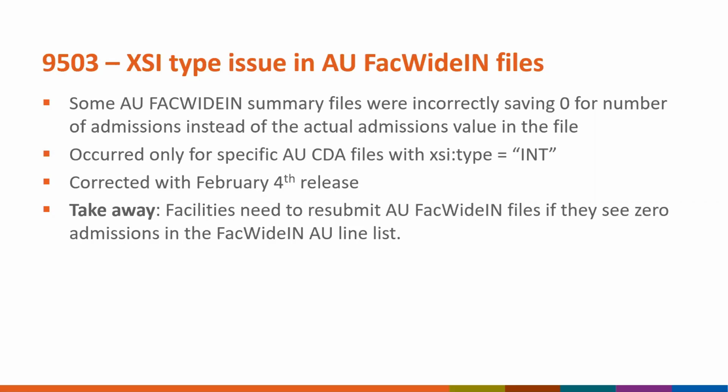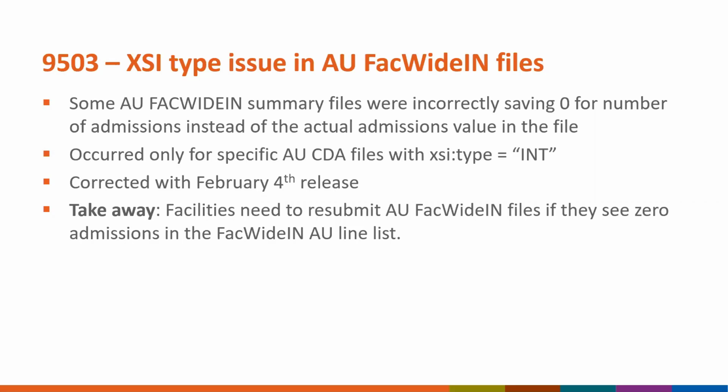There was a defect causing admissions to be saved in NHSN as 0 in some instances. It was fixed February 4th with the 951 release. Specifically, when XSI type equals INT instead of XSI type equal to PQ was used in the CDA file, the CDA file successfully imported into the application, but the admissions information saved in the application as 0, despite the fact that a value greater than 0 was entered in the FactWide-In summary file. Number of admissions should save correctly regardless of XSI type.